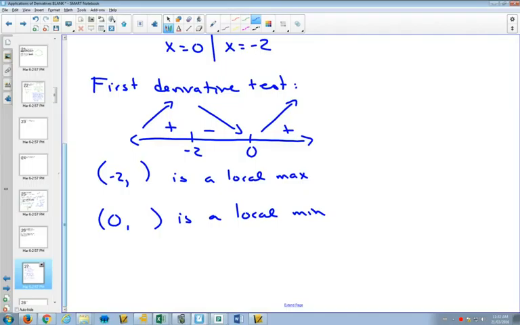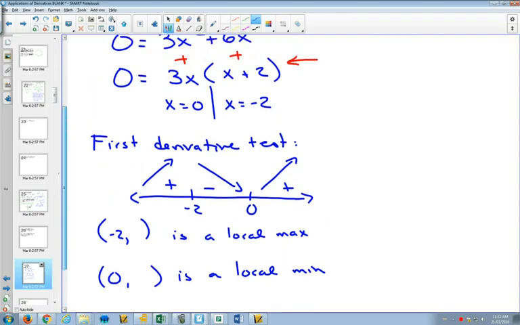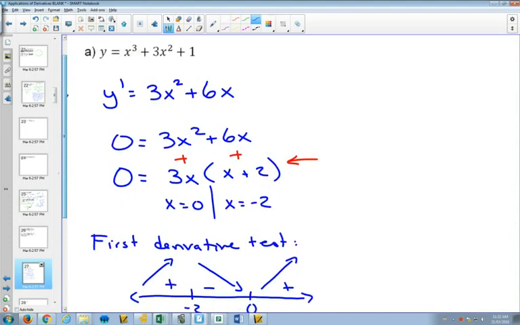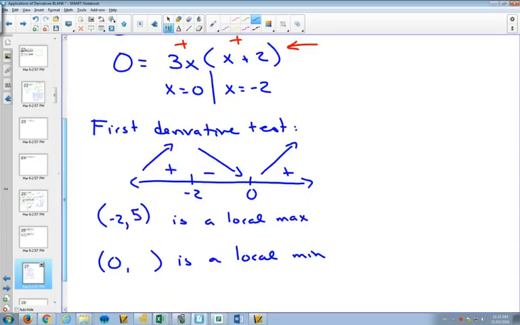What are those points going to be, though? How am I going to find the y-coordinate of those points? I'm trying to find a point on my graph, so I have to go back to my original equation and plug that in. Can you see that if I plug in negative 2, I'm going to get negative 8 plus 12 is 4 plus 1 is 5. So negative 2 comma 5. And if I plug in 0, I'm going to get 0 comma 1.